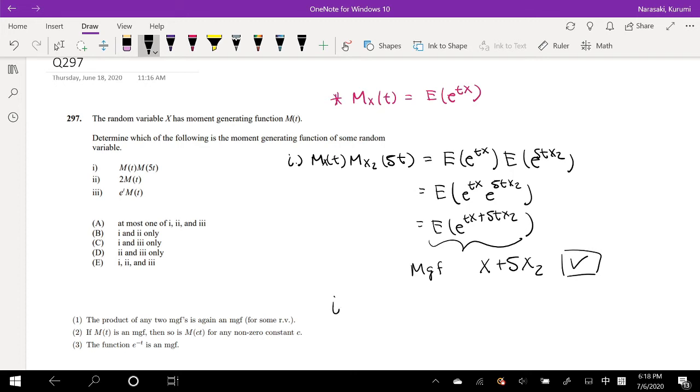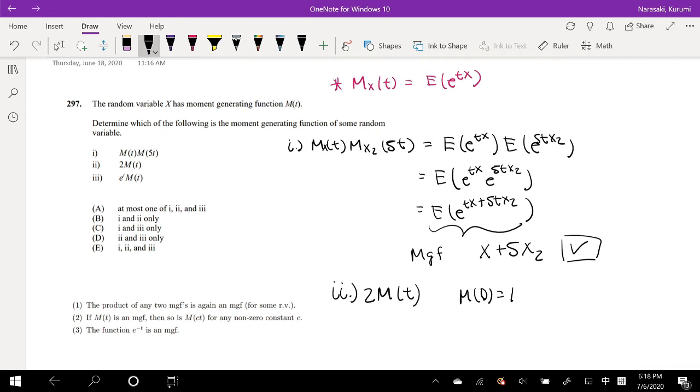Okay, let's try it for 2. For 2, we have the function 2 times M of t. Well, we know from the get-go that for all moment generating functions, at t equal to 0 the value has to equal 1. But then if that's true, 2 times M of 0 is equal to 2 times 1, which is 2, which is not equal to 1. So because of that, this can't be a moment generating function.